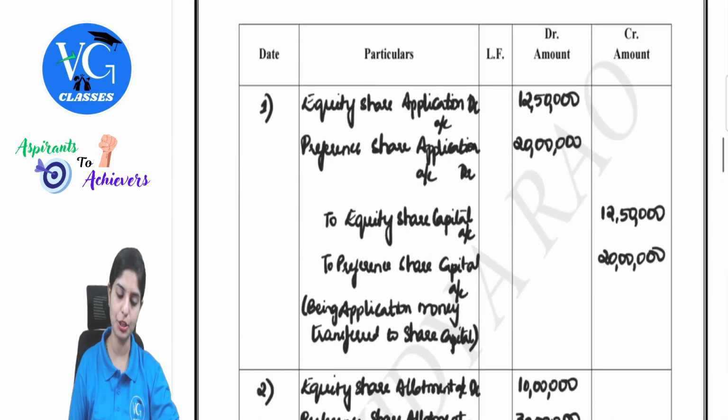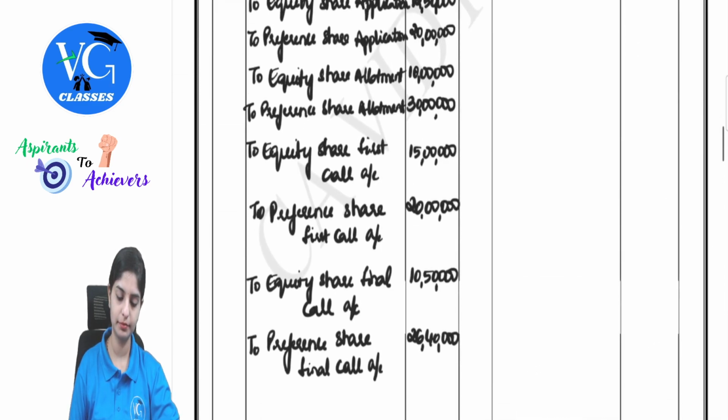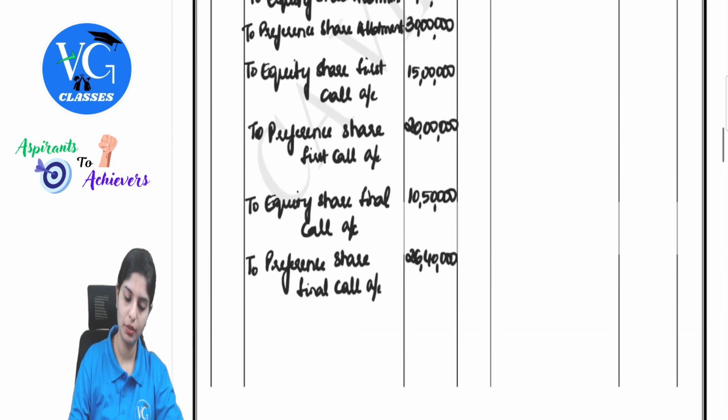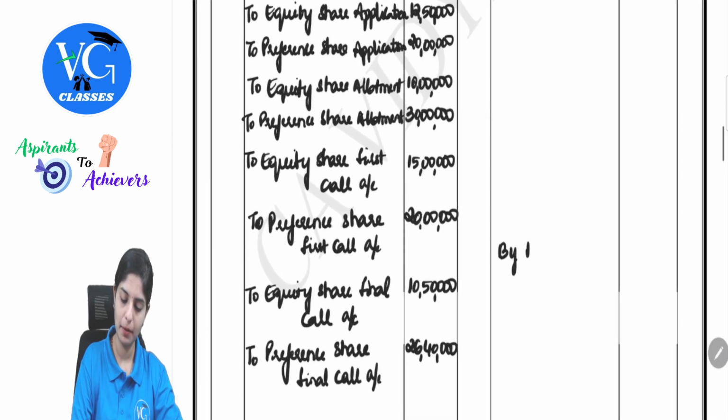We will close the cash book. 12 lakh 50 plus 20 lakh plus 10 lakh plus 30 lakh plus 15 lakh, 20 lakh, 10 lakh 50, 26 lakh 40,000. So by balance carried down, this will be 1 crore 44 lakh 40,000.